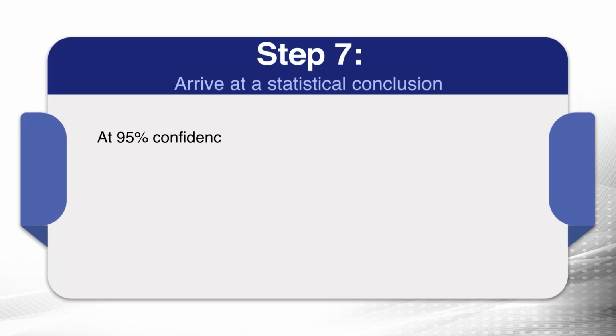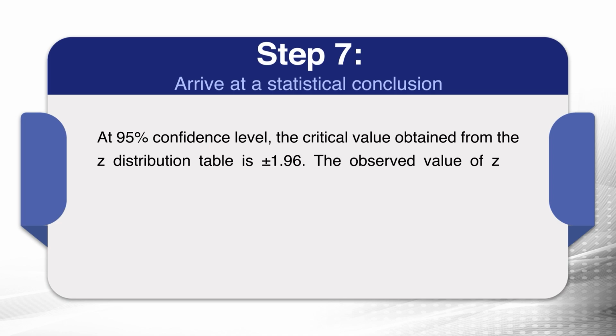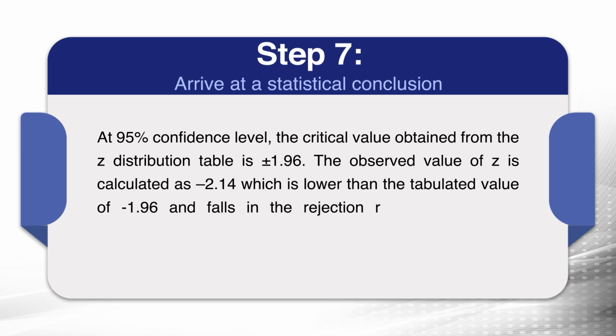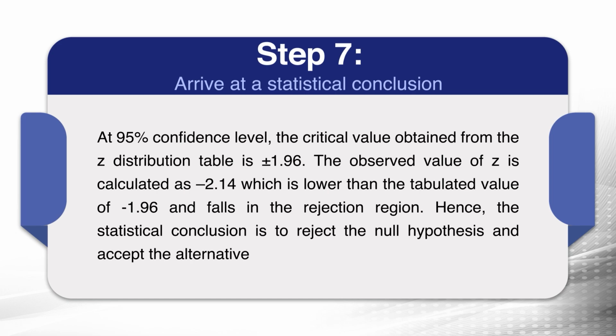Now we have to arrive at a statistical conclusion. At 95% confidence level, the critical value obtained from the Z distribution table is plus minus 1.96. The observed value of Z is calculated as minus 2.14, which is lower than the tabulated value of minus 1.96 and falls in the rejection region. Hence, the statistical conclusion is to reject the null hypothesis and accept the alternative hypothesis.